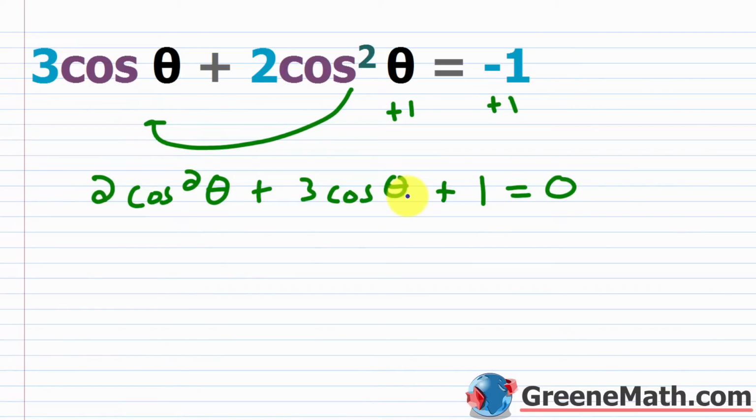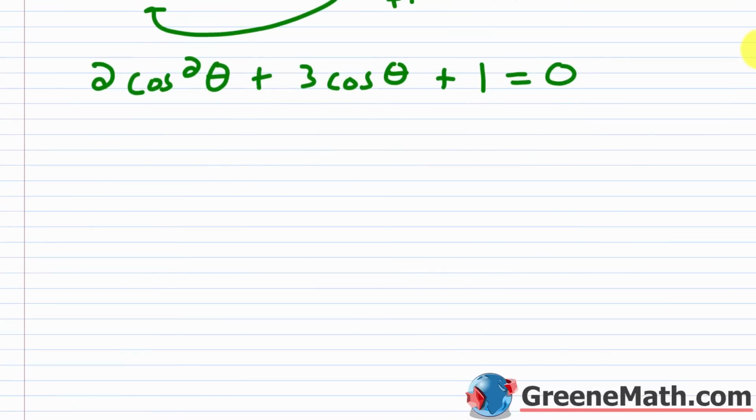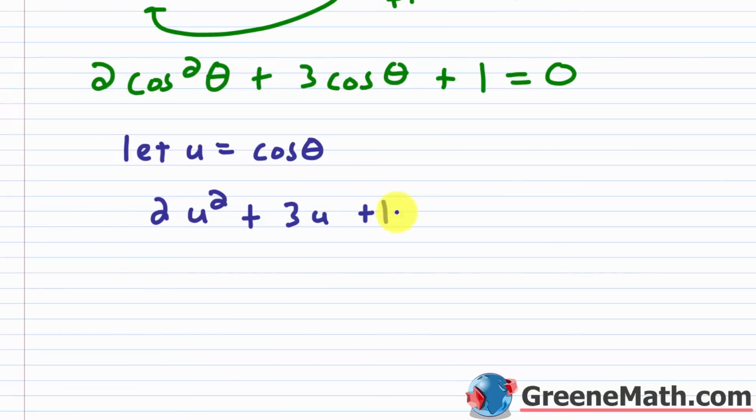I don't know why it is, but when I work with students, I tell them just make a little substitution. So in this case, you're working with cosine of theta. So just let something like u be equal to the cosine of theta. Everywhere you see cosine of theta, replace it with u. So here I have cosine squared theta, which is basically cosine of theta squared. So I would say I have 2u squared plus, in this case, 3u, and then plus 1 equals 0.